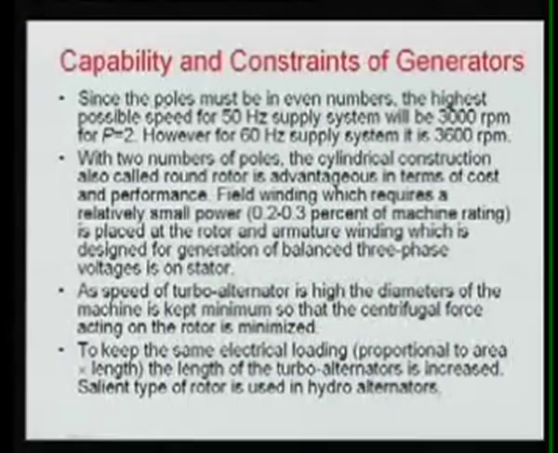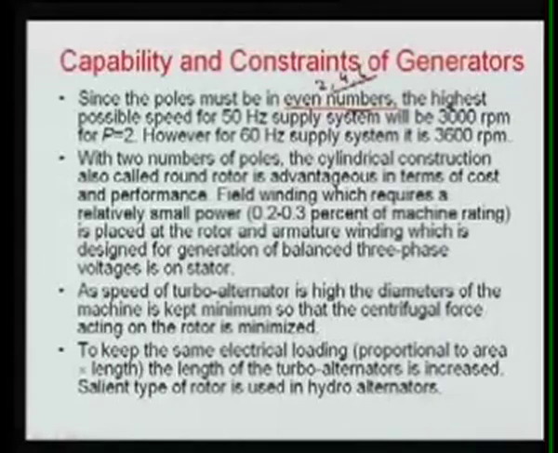So as I said, the number of poles cannot be odd, it will always be an even number, meaning the number of poles will be 2, 4, 6, a multiple of 2. The highest speed, as I said, is 3000 for the 50 Hertz system, and for 60 Hertz it is 3600 RPM.